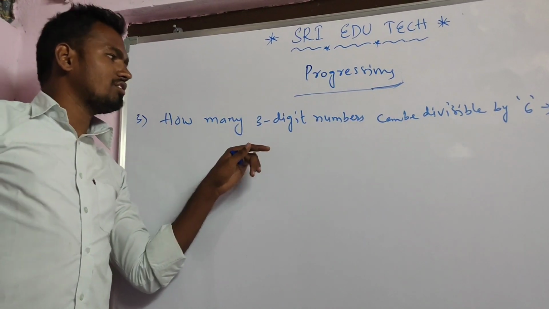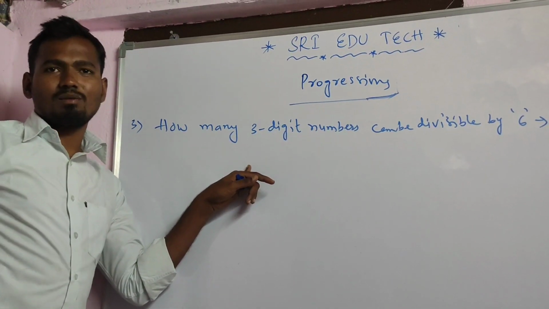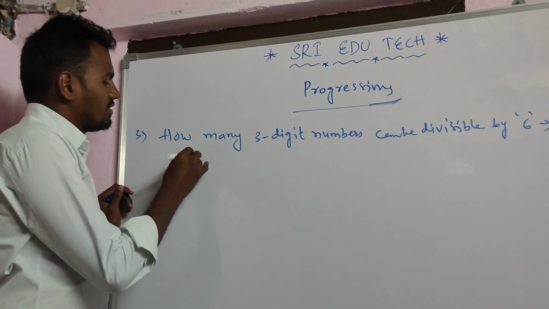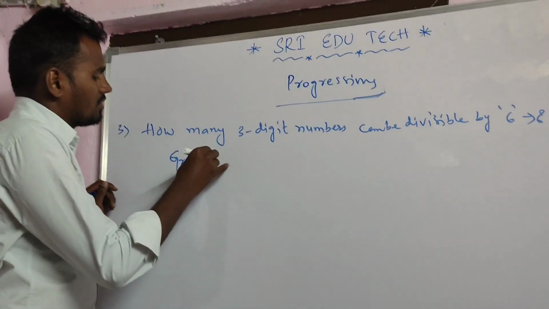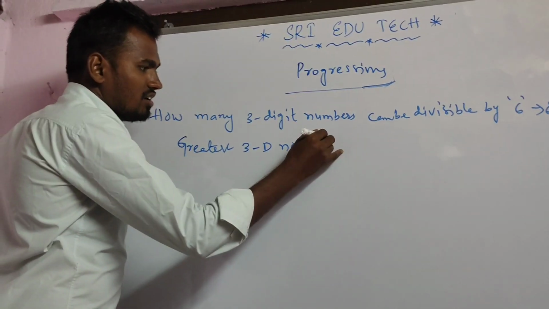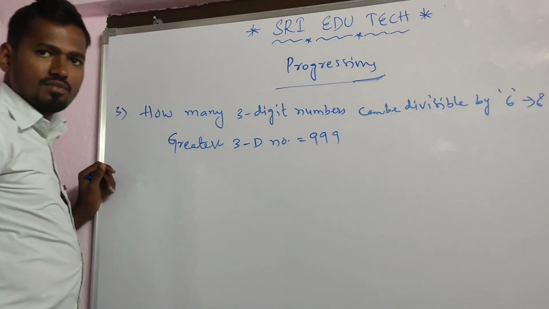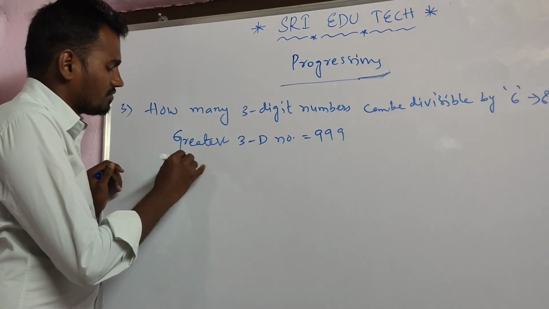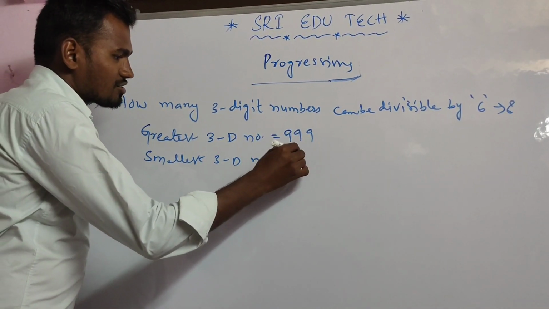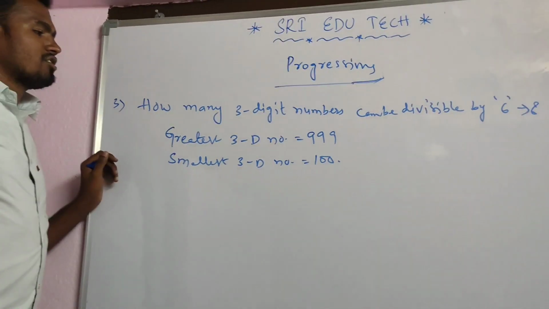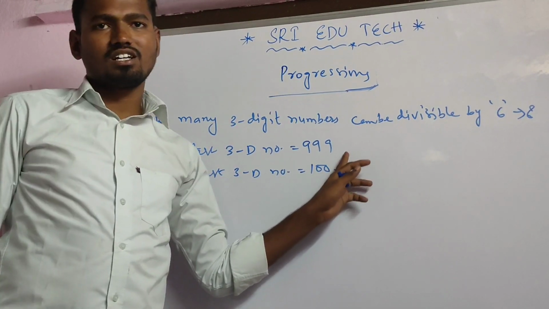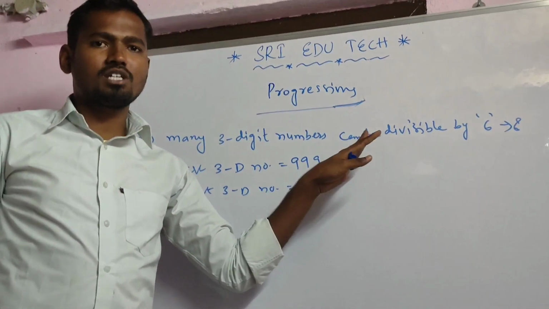So first we have to find the biggest 3-digit number and the smallest 3-digit number. Let's see, I am writing here: greatest 3-digit number is equal to 999. Okay? Next, smallest 3-digit number is equal to 100 only. Okay? So first you have to divide these two numbers by 6. Then automatically how many of them are divisible can be known.